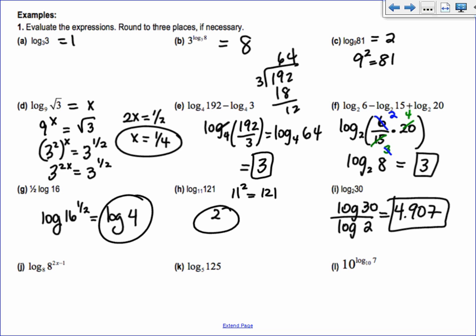All right, how about this next one? So J, log base 8 and 8 cancel. 2x minus 1. This one, 5 to what power gives you 125? 3. And this one, 7. Do you guys like those? Good.